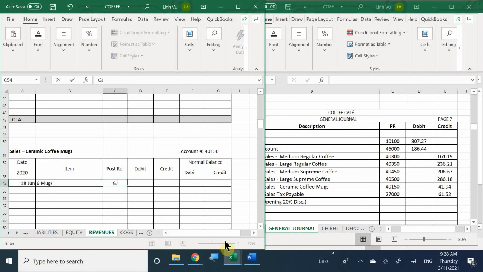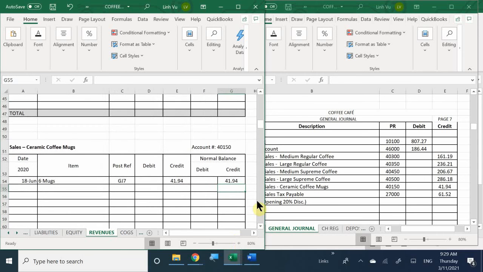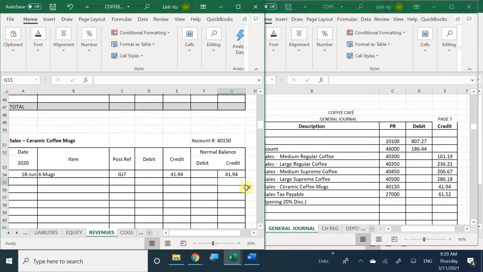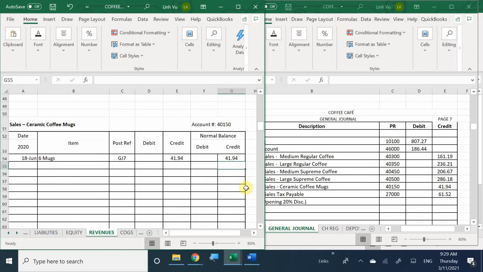All right, General Journal number 7. And for what amount was it? $41.94. Because this is our first one, that's the balance on that one. Okay. So what's next? We've got to go to our sales tax payable.